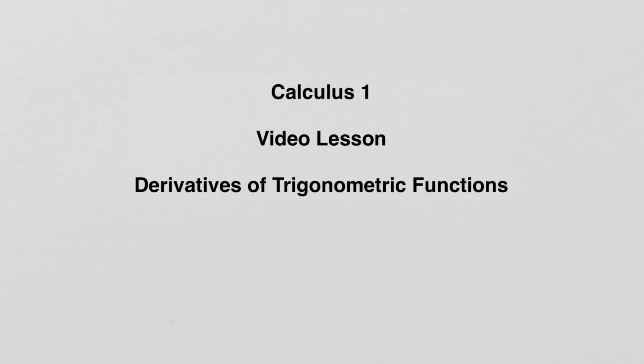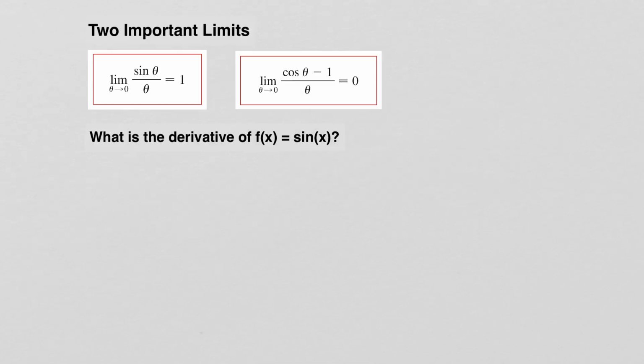Derivatives of trigonometric functions. We have two important limits that we need to know. The first states that if we take the limit as theta approaches 0 of sine of theta divided by theta, this limit is equal to 1. The second one is the limit as theta approaches 0 of cosine of theta minus 1 over theta is equal to 0.